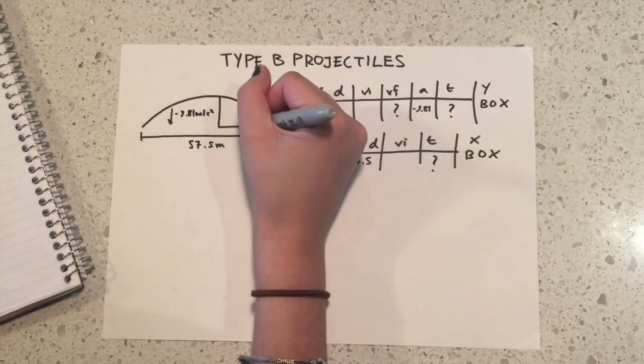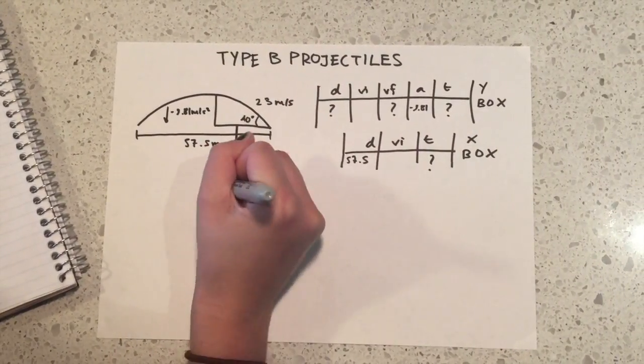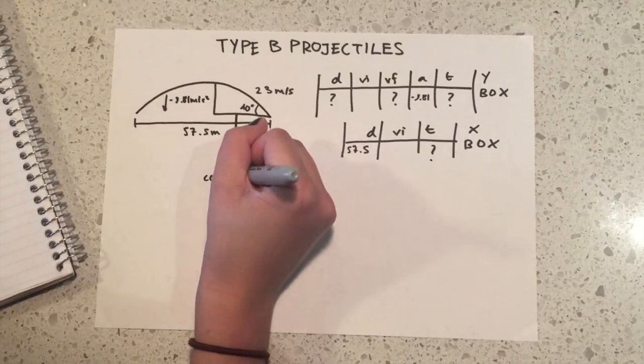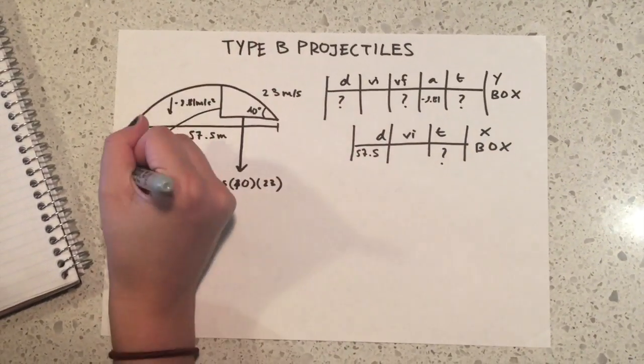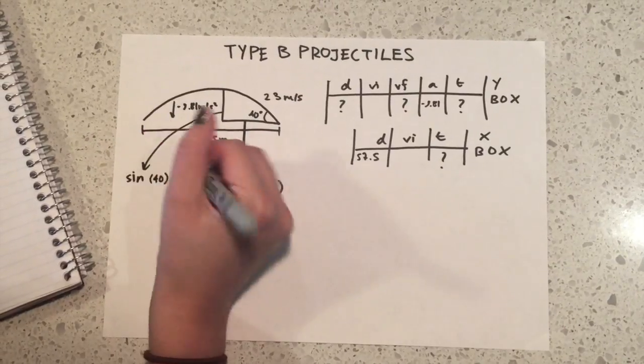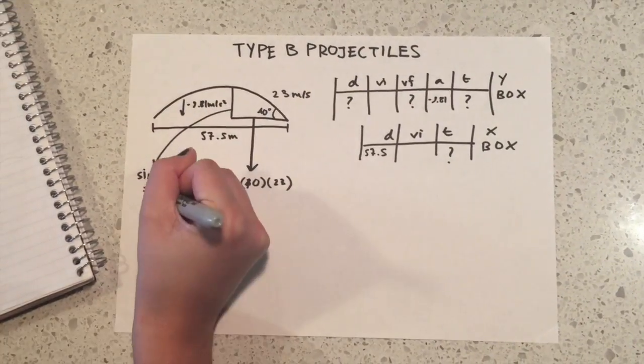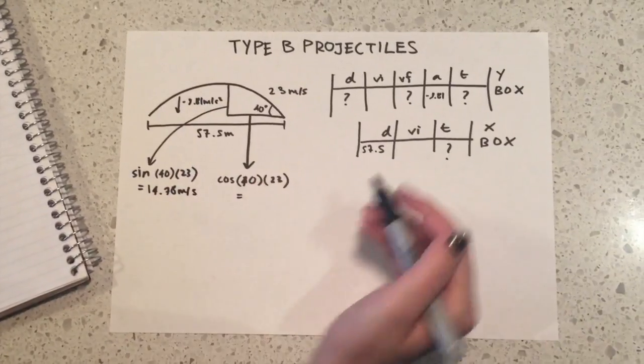ViY will equal sin 30 multiplied by 23, which is equal to 14.78 meters per second, while ViX is equal to cos 30 multiplied by 23, which equals 17.62 meters per second.